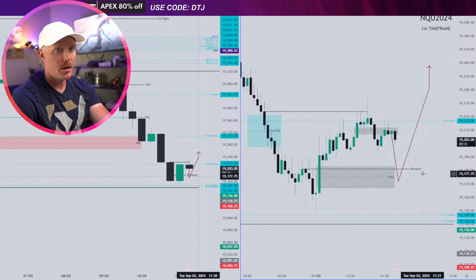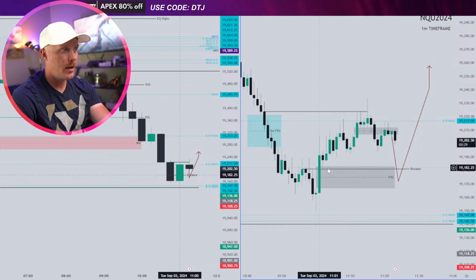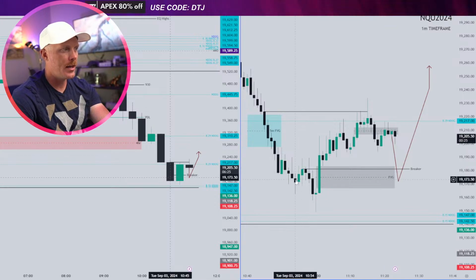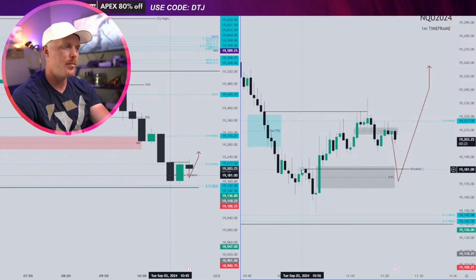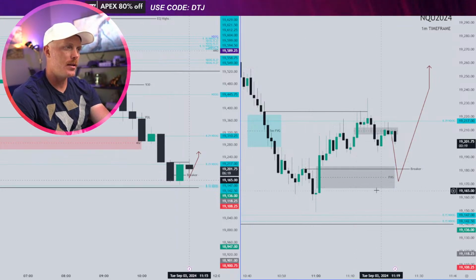Yeah, my breaker is sitting right here. I have it anchored on the body, the highest green candle's body. You could do it on the wick, but I like the body because it also overlaps this fair value gap. That's kind of the idea behind that.